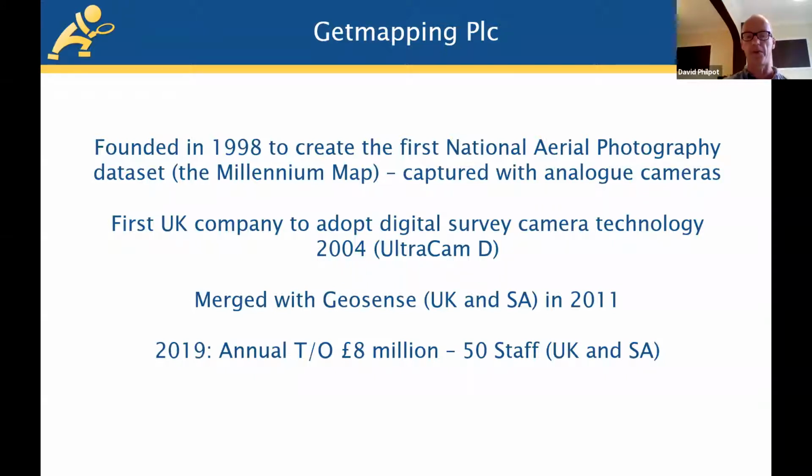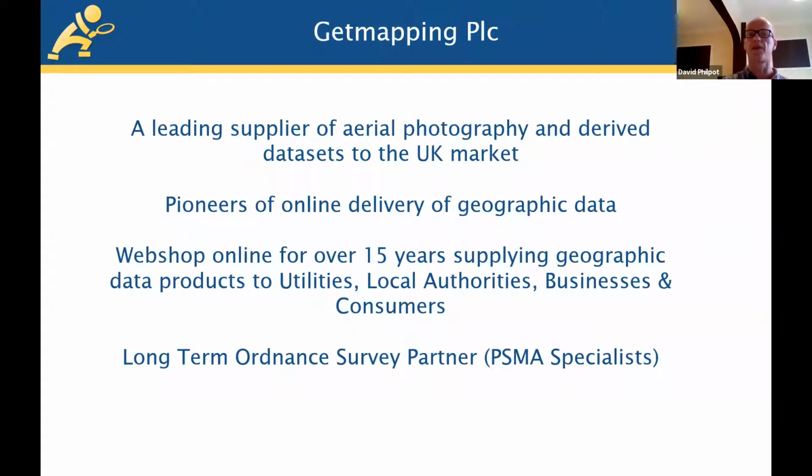We have a production team in South Africa called Geosense, and Get Mapping and Geosense merged. So the flight operations, the IT and the technology side of the business merged with the production side of the business. We've got about 50 staff across sites in the UK and South Africa. So we're a leading supplier of aerial photography and derived data sets to the UK market. And we're also pioneers of online delivery.